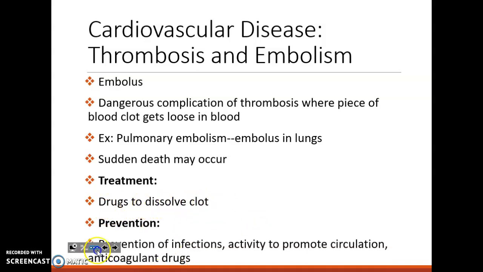I think they're called antithrombolytic drugs. And prevention would be the best way. So the prevention of infections, doing some activity to promote circulation post-surgery, and then taking some anticoagulant drugs post-surgery.